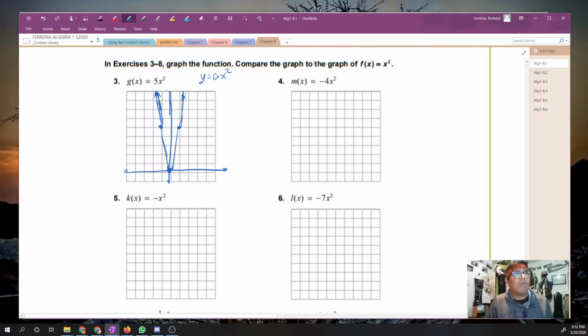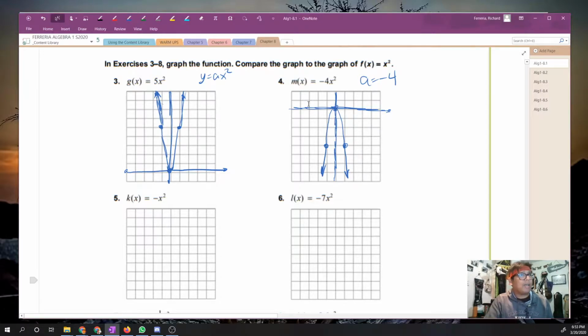Let's take a look at this one. y equals negative 4x squared. This tells me that a equals negative 4, so I should have my lattice points at 1, negative 4 and negative 1, negative 4. So here is the parabola. Okay, 3 points, go out and conquer the world.